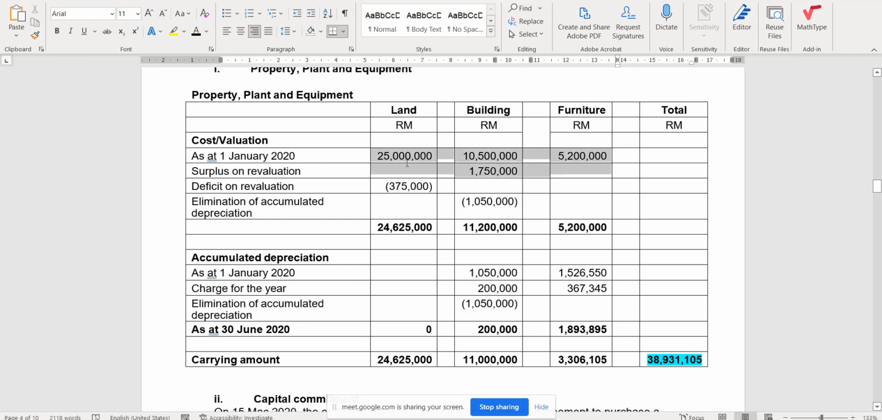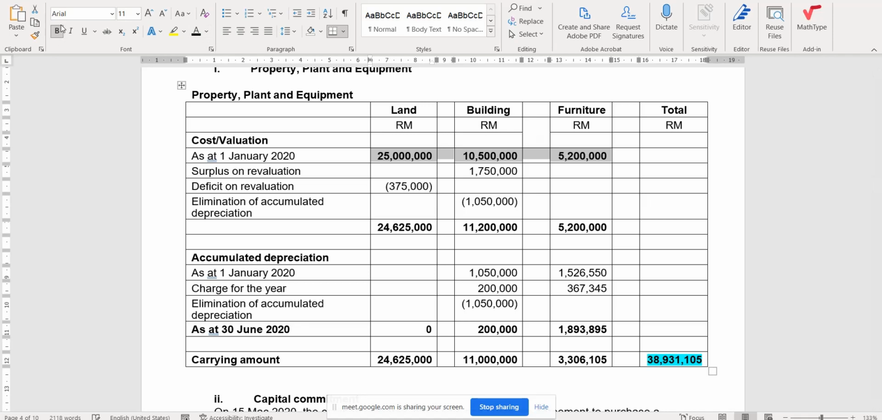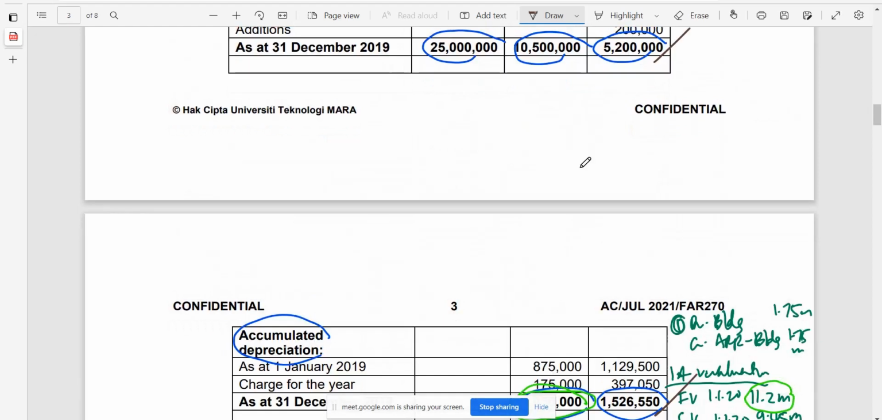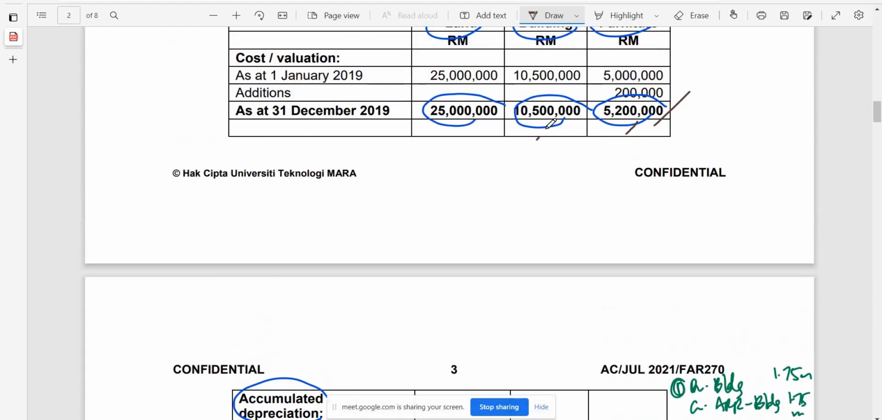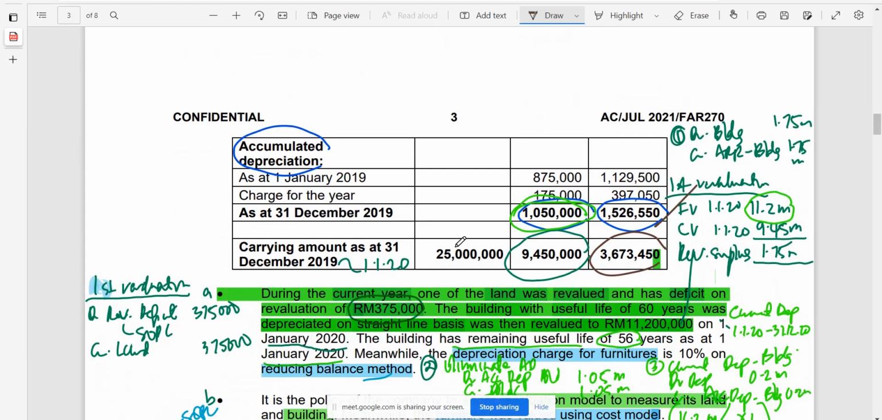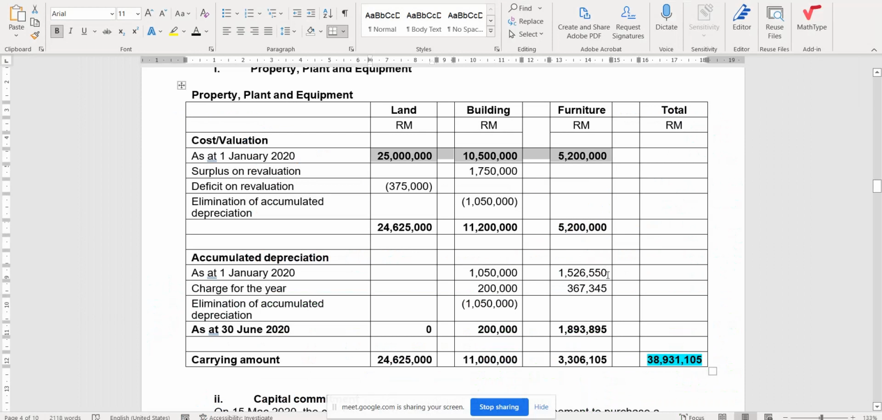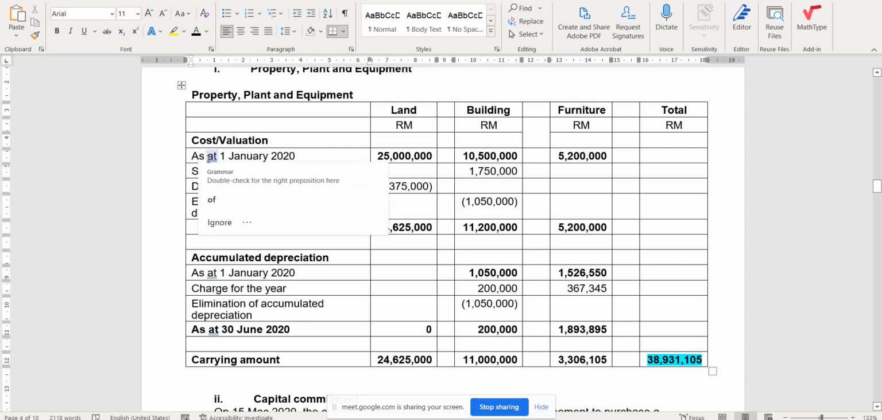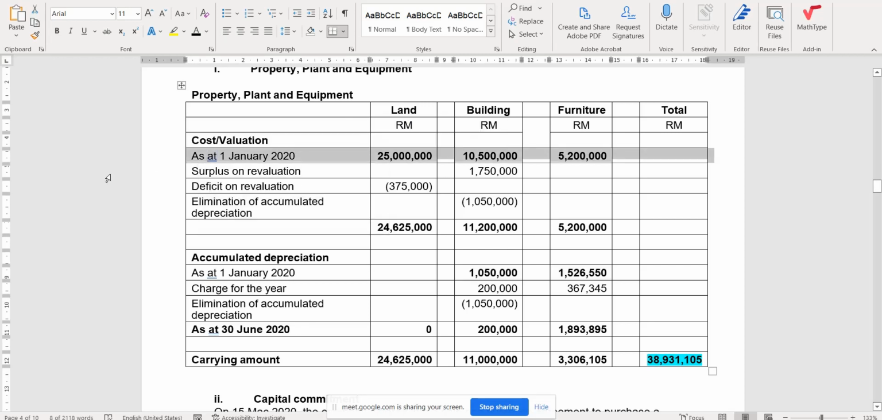This one is the one that you take from where? You take from here, this figure, cost, these three figures, 25, 10.5, 5.2, and the figure here, which is 1.05 and 15625 will be the one here. Yes, you transfer it to your beginning amount for your current year notes on PPE. 1st January 2020 comes from last year 31st December 2019.